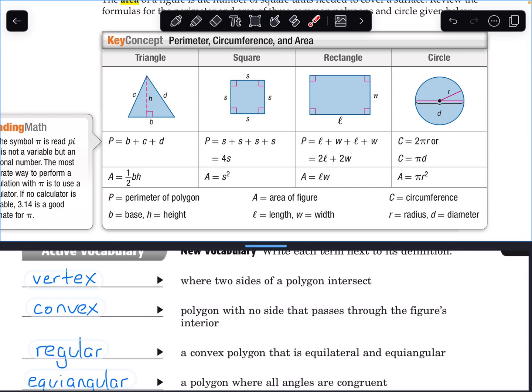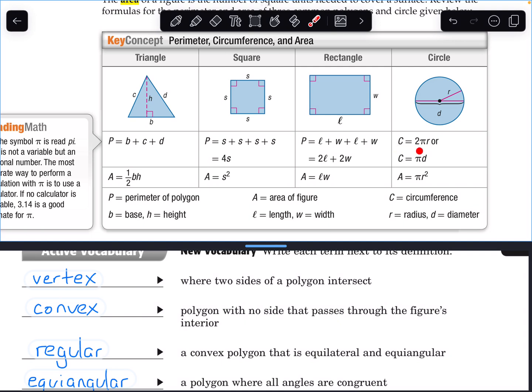Good old square. Squares have 4 of the same sides, so the perimeter could be reduced to 4 times that side length. The area is side squared. Rectangle, any length times width. You'll have 2 of each, so 2 L's plus 2 W's for the perimeter, and L times W for the area. And the circle gets the special one.